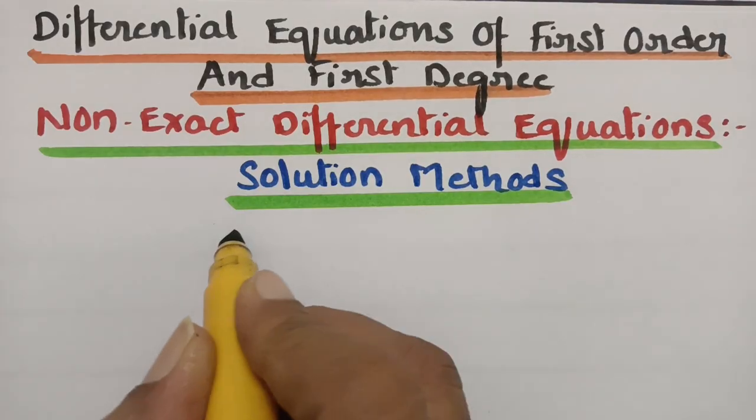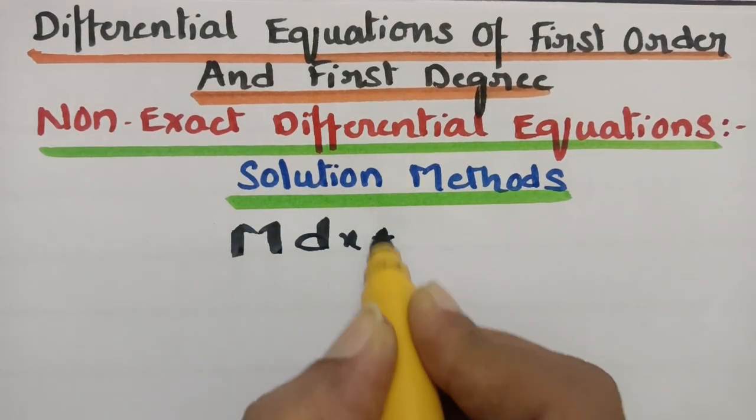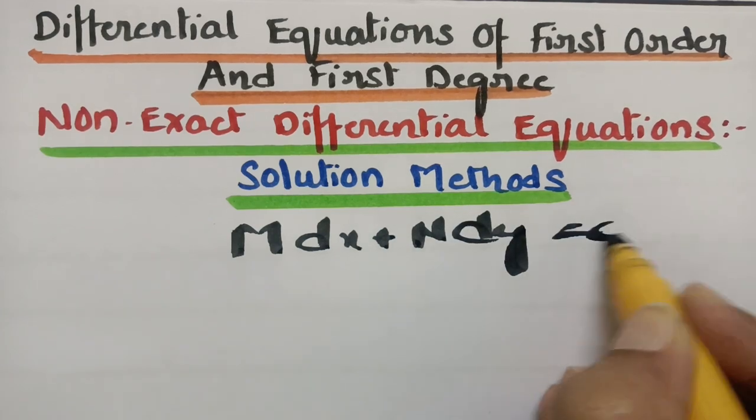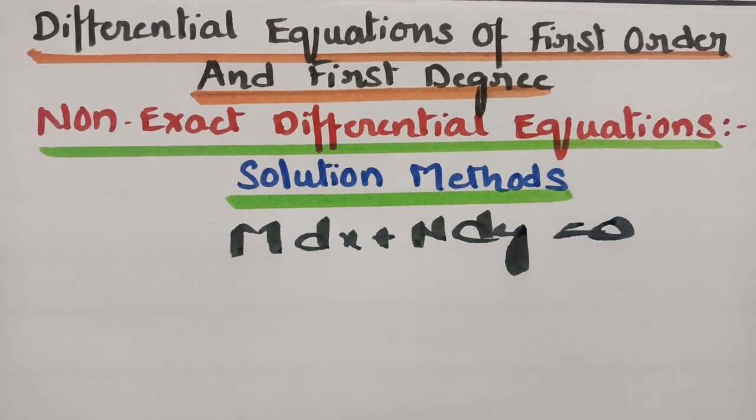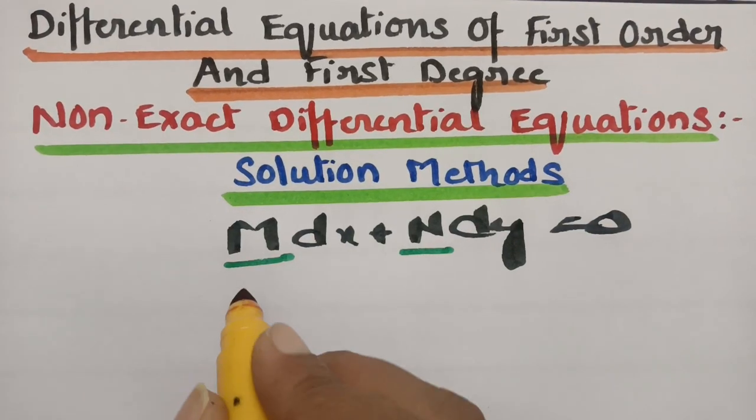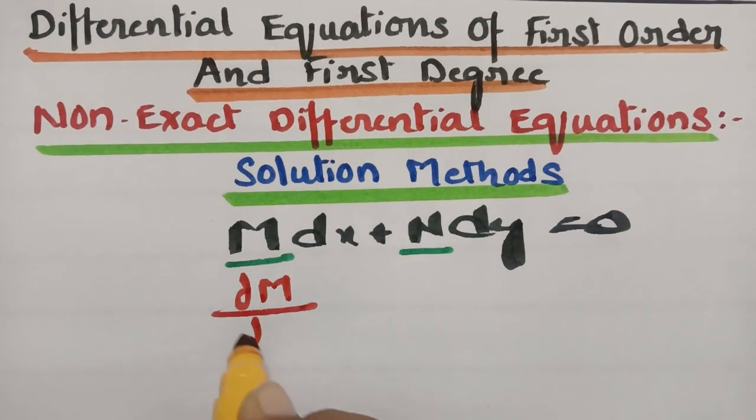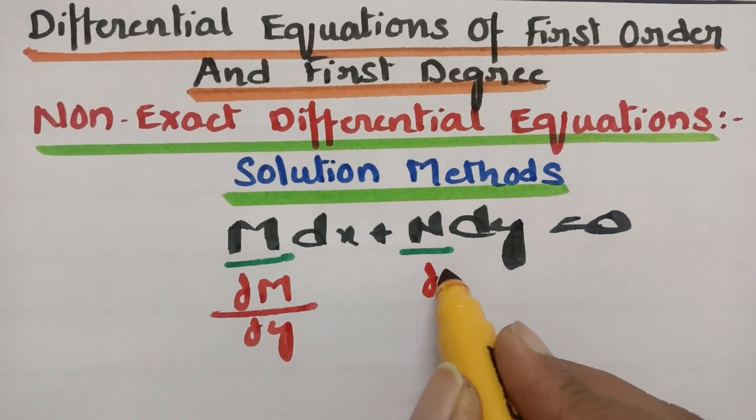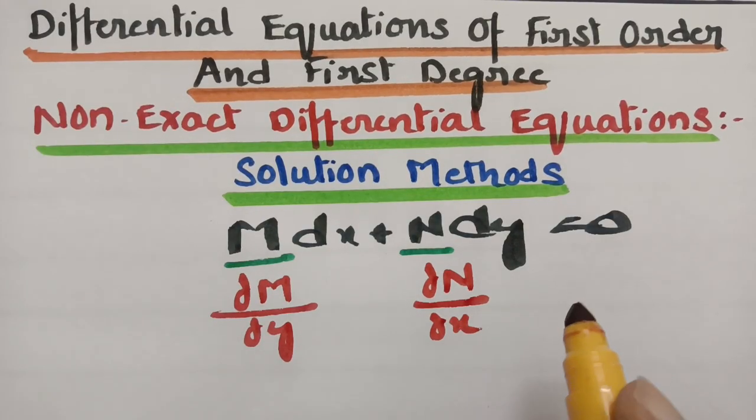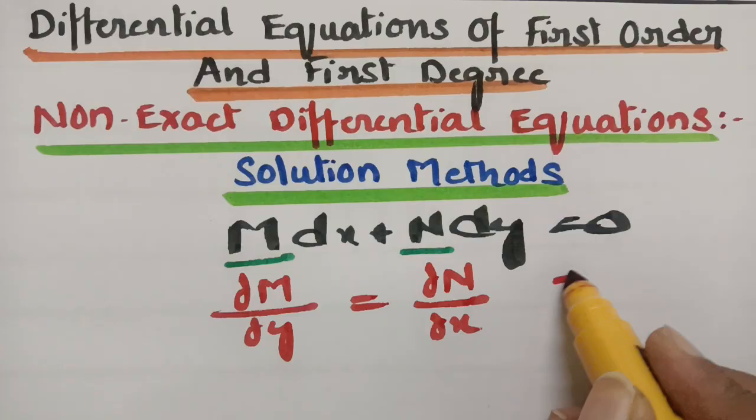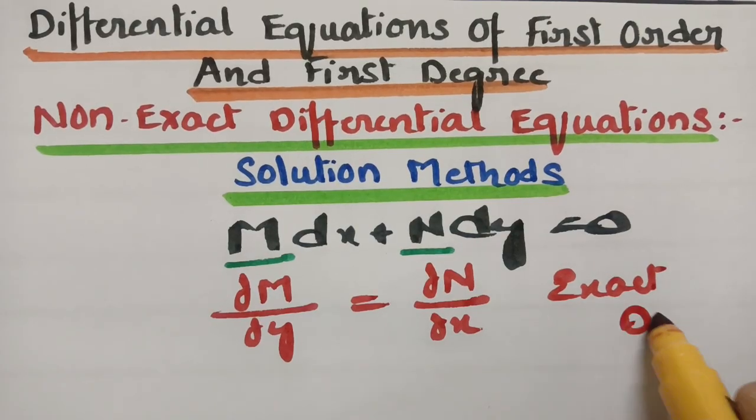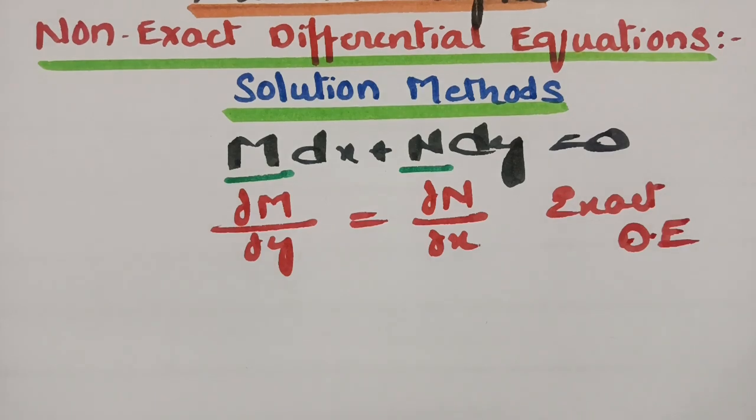When the equation is of the type M dx plus N dy equal to 0, we have to select M as well as N from the question. Here I make a derivative with respect to y for M, that is ∂M/∂y, and a derivative with respect to x for N, ∂N/∂x. If both the values are equal, then we say that the equation is an exact differential equation.